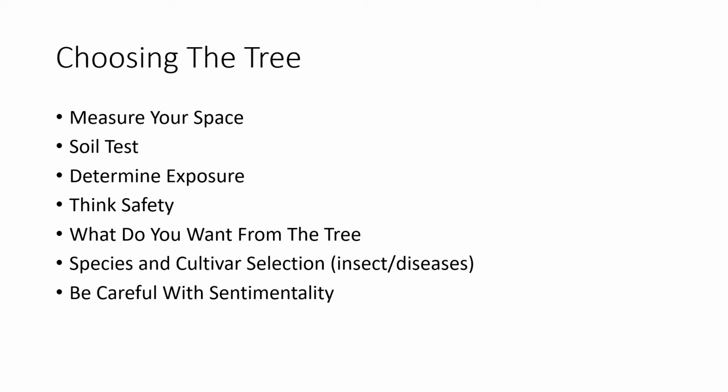First off, choosing the right tree. You want to measure your space to make sure that you are going to plant a tree that will not outgrow the space. That's very important. A lot of times we plant trees in locations that are going to outgrow that spot and it's just not going to look good. It might even be hanging over the road or over the house or something. It's just not a safe place for that particular species.